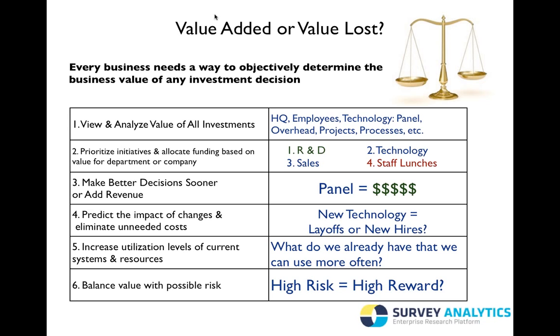Also, the second thing is you would prioritize the initiatives and allocate funding based on the value for the department or the company. So if you're a research department, the most important thing obviously is research and development. If you're looking at the overall company, it could be R&D, technology, sales, and maybe the least important thing would be staff lunches. So when it comes to adding or subtracting a particular investment, such as a panel, you've got to look at all of these items and see where this would fit and how you can prioritize this.